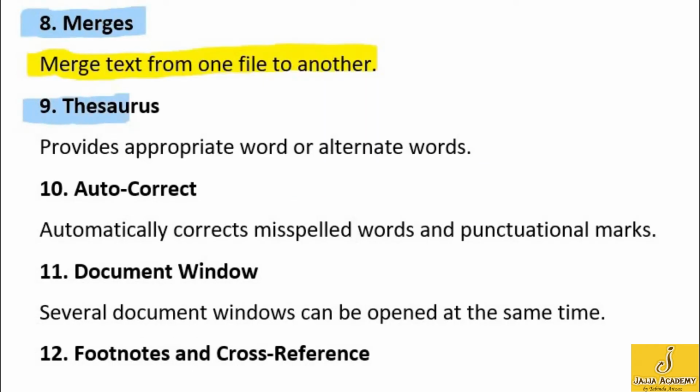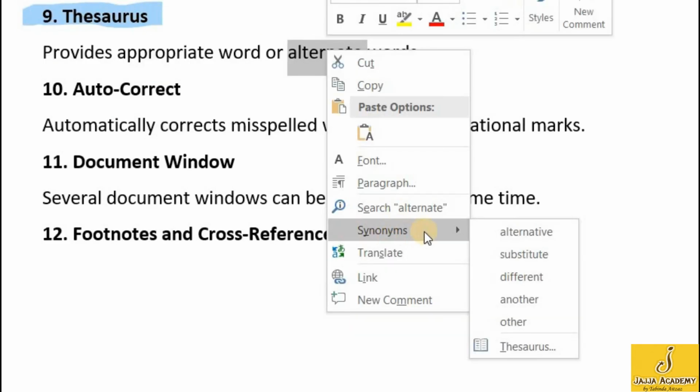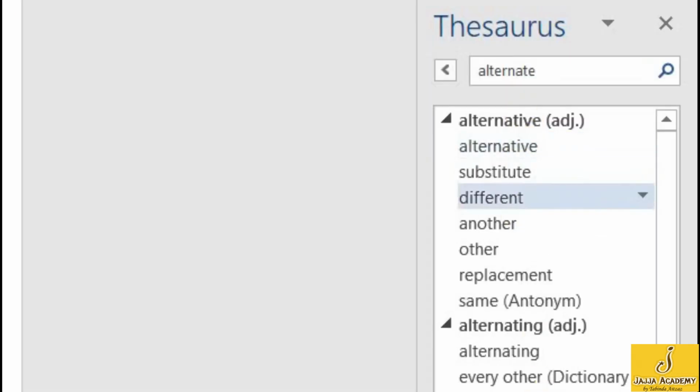The next is thesaurus. It's a very important and useful feature. It provides appropriate words or alternate words. For example, I want to choose an appropriate word or an alternate word for this word, alternate. Now I'll point the mouse on this word and right click. Here you see the option of synonym, and there is a list of words from where I can choose an appropriate word. Furthermore, I can click on the thesaurus button, and it provides a long list along with their specifications, like which options are available as an adjective, which options are available as a noun, and so on.